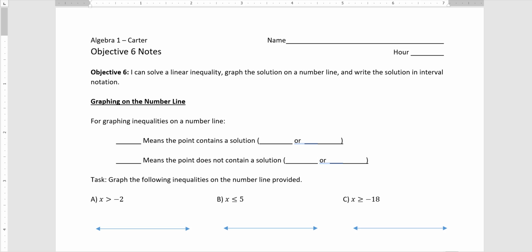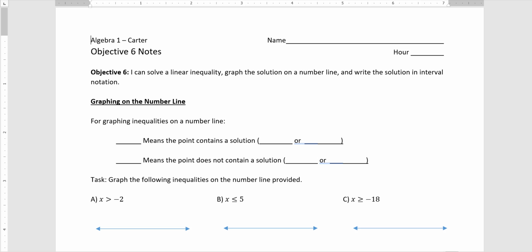Now, Objective 6 says I can solve a linear inequality, graph the solutions on a number line, and write the solution in interval notation. We're going to knock out all of those things today. We're going to have a great time doing it too. All right, so we're going to start with graphing on the number line.